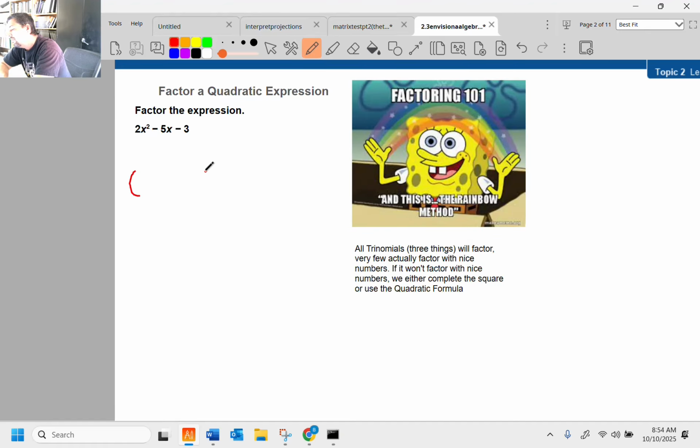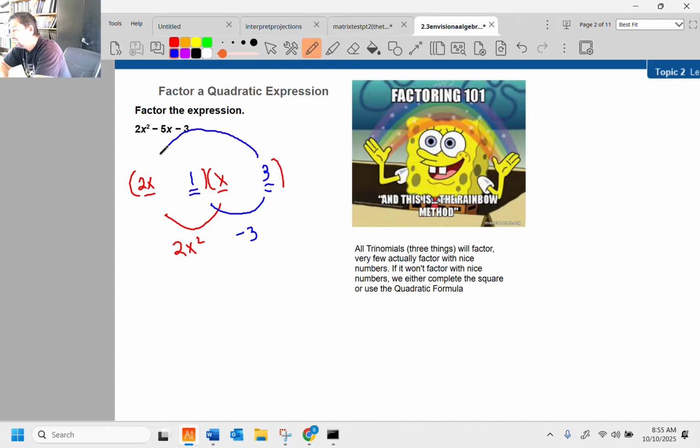Now, the first terms, these guys have to create 2x squared. And the only way I know how to do that is to take a 2x and an x. The last two places, their product has to create a negative 3. And order is a big deal. Order is a huge deal. Let's try 1 and 3 and think about what happens, okay?